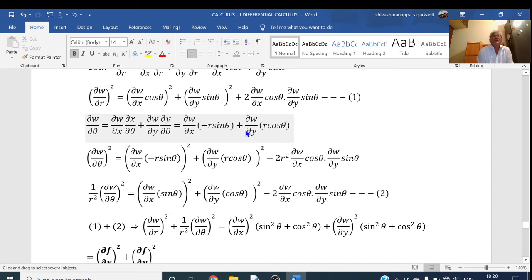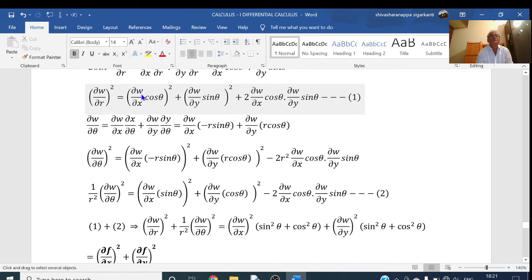See, if similar terms are there, we can add them. And here we have 2 ∂w/∂x cos θ ∂w/∂y sin θ. Here we have minus 2 ∂w/∂x cos θ ∂w/∂y sin θ. So these two terms are the same, these two terms get cancelled. Only 1, 2, 3, 4 terms remain. So here, in these 4 terms, I will take the ∂w/∂x whole square terms.